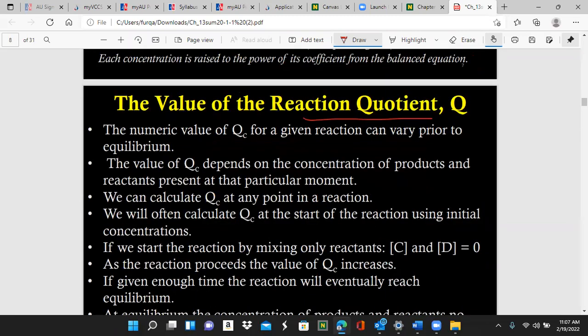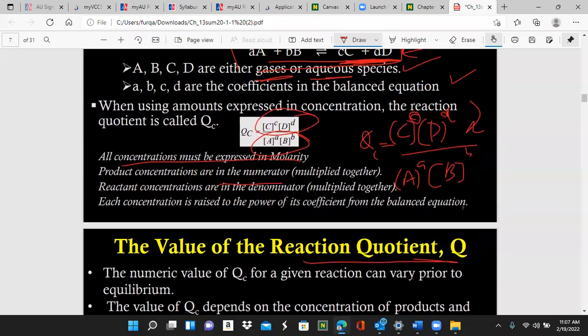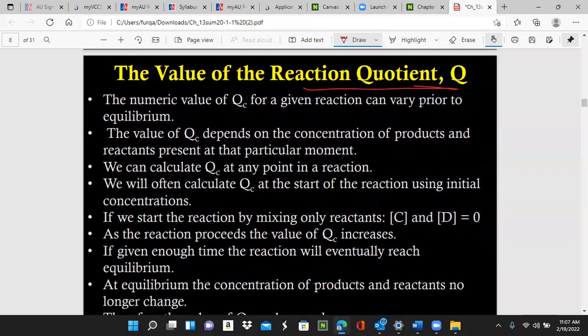So the value of the reaction quotient, what does that mean? When you calculate it, dividing the concentration of the product at any time in the chemical reaction by the concentration of the reactant at that time is going to give you some information. So the numeric value of Qc for a given reaction can vary prior to equilibrium. The value of Qc depends on the concentration of products, and this is what we are taking. We are taking the concentration of product on top divided by the concentration of reactant. So that tells you the ratio of what is going on.